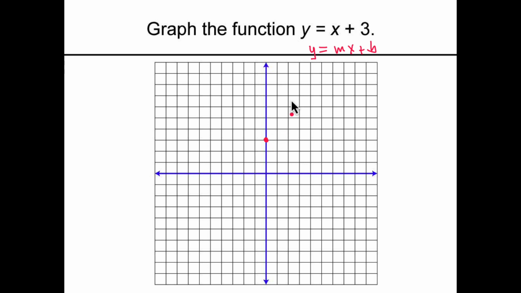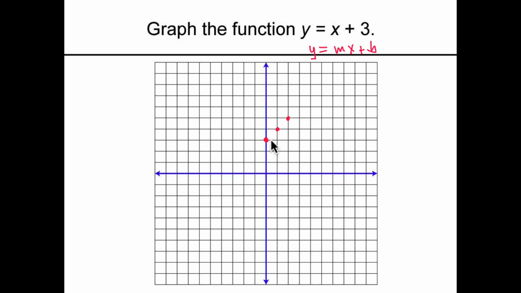The slope of the line is the coefficient of x. In this case, the slope is 1. This means that starting at the y-intercept, for every one step up, I move 1 to the right. 1 step up and 1 to the right.